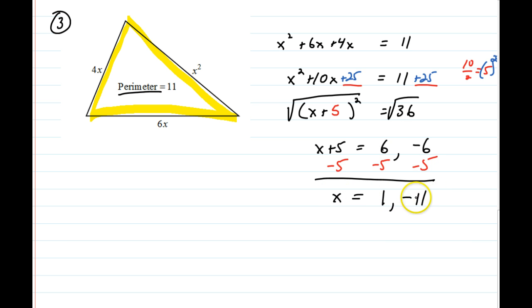Now you always want to check the negative in one of the sides and see, because it could be positive. So if I plug negative 11 in here, I get 121. So it actually works on that side, but over here, 6 times negative 11 is negative 66, so it doesn't work on that side. So we can throw the negative 11 out. And so since x is 1, that means that this side is 6, and this side is 4, and 1 times 1 is 1. And now it makes sense, because 4 plus 6 plus 1 equals 11.